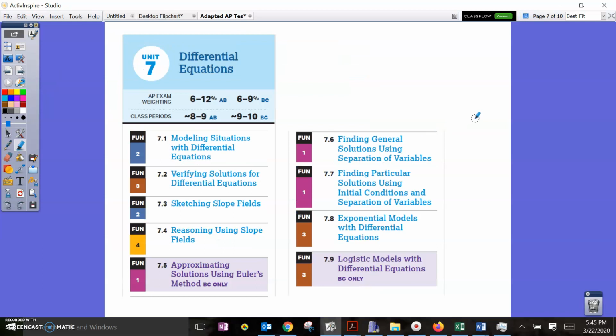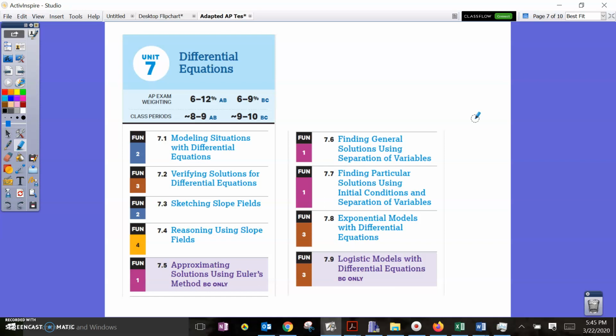Unit 7, same thing. The entire unit is eligible to be asked about on the BC exam, using differential equations, verifying their solutions, sketching and reasoning based on slope fields, Euler's method to find approximate solutions, finding general solutions with separation of variables, finding a particular solution using an initial condition and separation of variables, exponential models with differential equations, and the one that's been in the news a lot lately, the logistic models with differential equations.